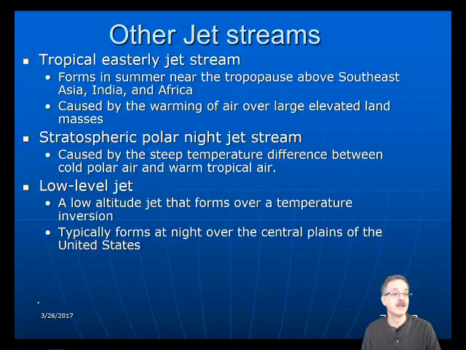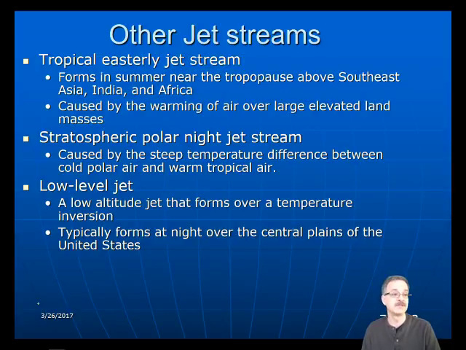And then we have what's called the stratospheric polar night jet stream. Again, we're in the polar regions, and at night the sun goes away. Usually in most polar regions during the dead of winter, the sun completely goes away, and so the air gets much colder, and we have this steep temperature gradient, and it develops this jet stream to transport the cold air to the warmer climates.